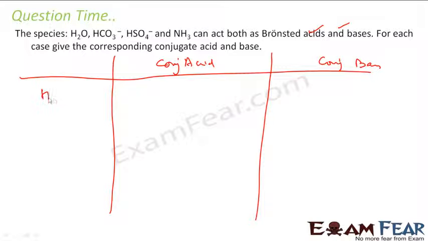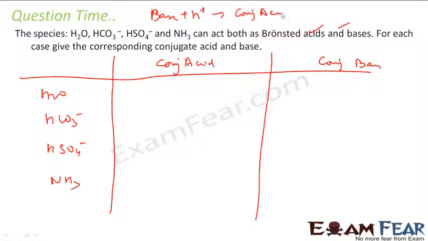And I have highlighted all these values here: H2O, HCO3 minus, HSO4 minus, and NH3. So to create a conjugate acid, what do you do? You have a base, you add H plus ion, you get the conjugate acid, right? So you add H plus ion. H2O will become H3O plus, HCO3 minus will become H2CO3. I'm just adding H plus ion, HSO4 minus will become H2SO4 and NH3 will become NH4 plus.